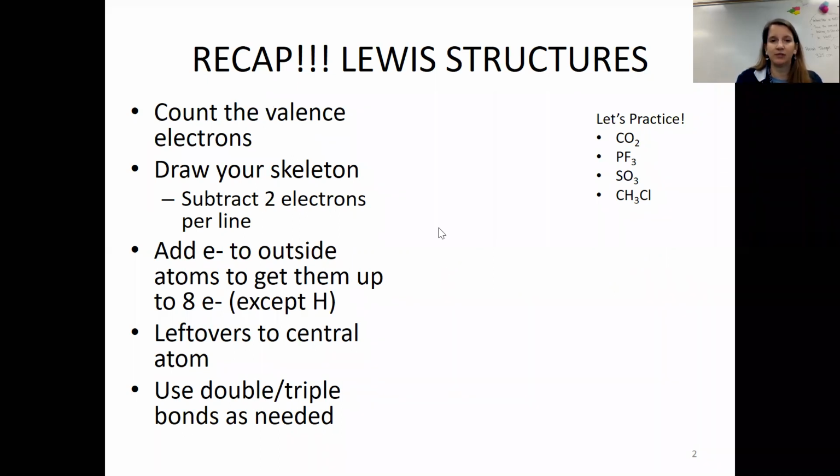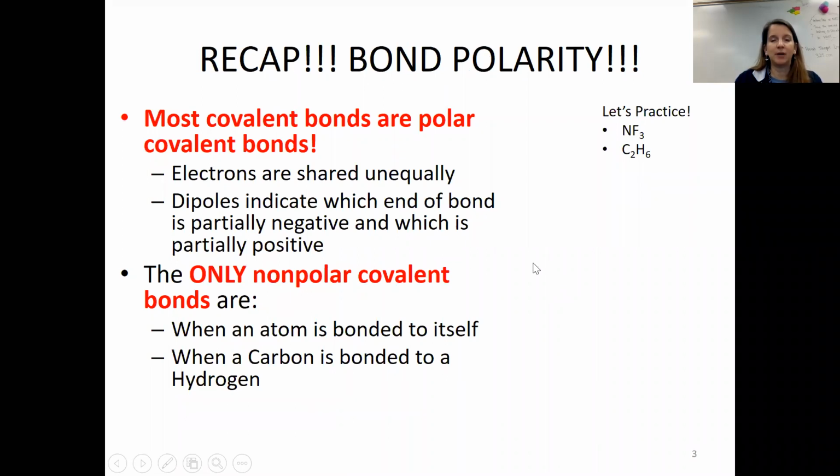The next thing that we're going to recap is bond polarity. Remember, we've got polar covalent bonds and nonpolar covalent bonds. Most covalent bonds are polar. Let me say that again: most covalent bonds are polar. That means the electrons are not shared equally, and we're going to have dipoles to indicate that there's a partially negative end to that bond and a partially positive end to the bond.